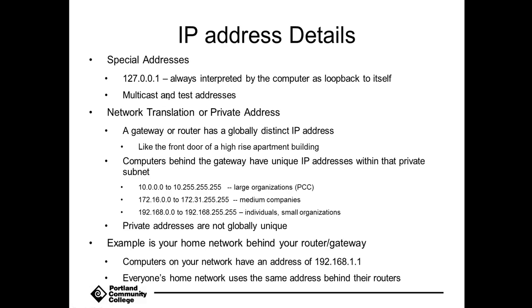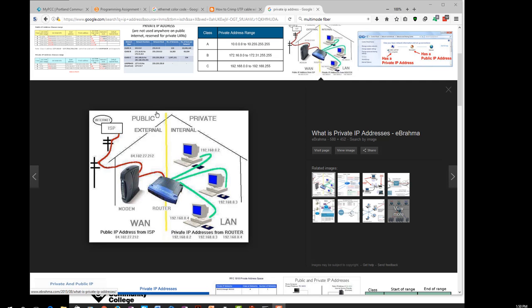Multicast means a networking device can send a single Ethernet frame to a switch or a router, and if it's sent to a multicast address, that packet will be forwarded to all the computers, whether they ask for it or not. Now, what's made the system work so far is this idea of network translation or a private address. I'm going to switch to this little diagram I found to explain this.